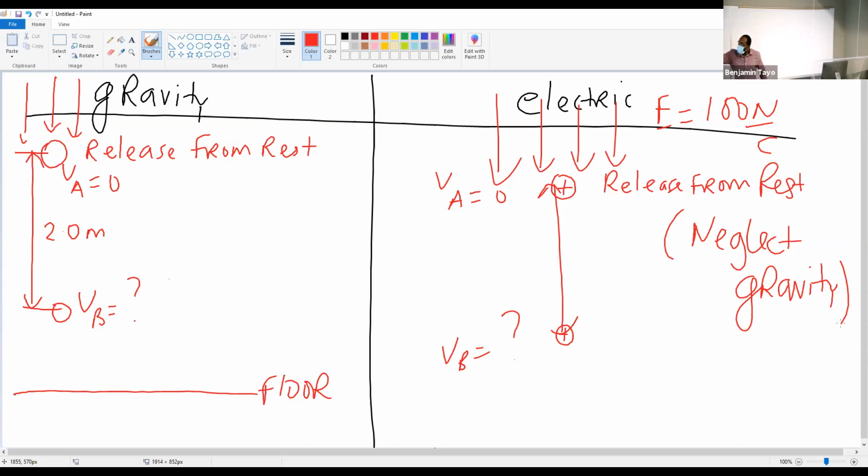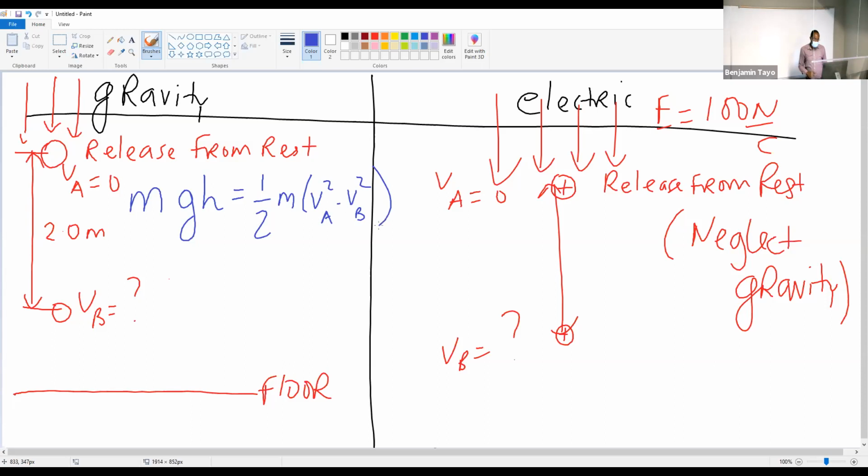How would you solve this problem right here? So for gravity, you say that the mass of the ball times gravity times the height should be equal to the increase in kinetic energy, 1/2 mass times VB squared minus VA squared, because we didn't change the mass.